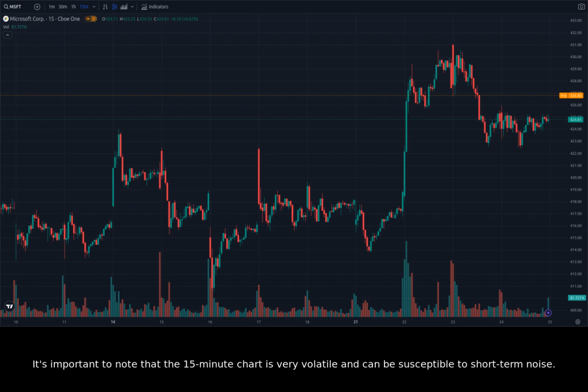It's important to note that the 15-minute chart is very volatile and can be susceptible to short-term noise. We need to be cautious about reading too much into these small fluctuations.